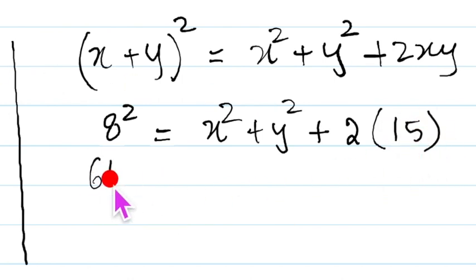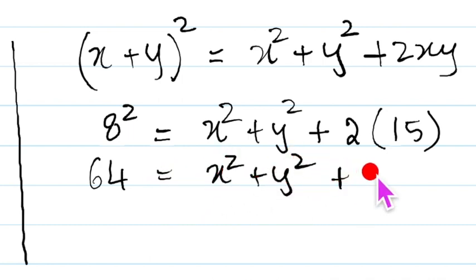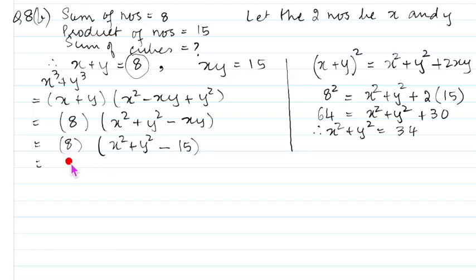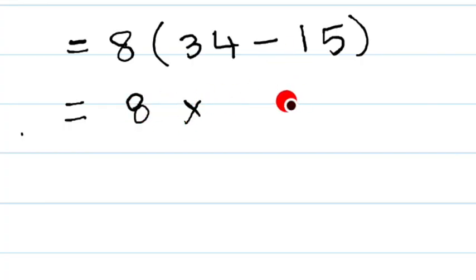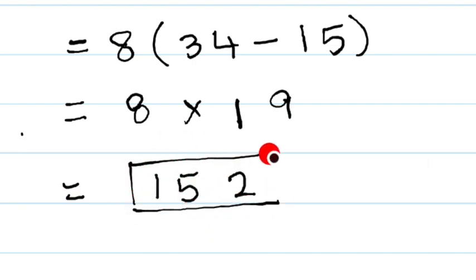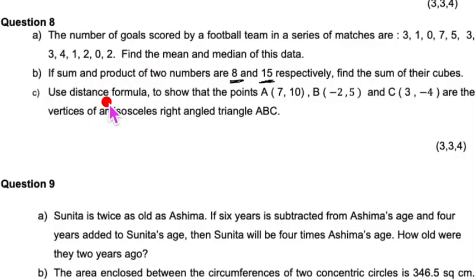So that will give us 64 equal to x squared plus y squared plus 30. And therefore x squared plus y squared turns out to be 64 minus 30 means 34. So we will write 8 into bracket, value of this is 34 minus 15, which is 8 multiplied by 19, and that is equal to 152, and that is our answer. Question number 8c.